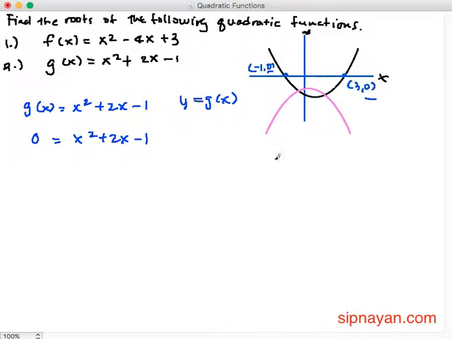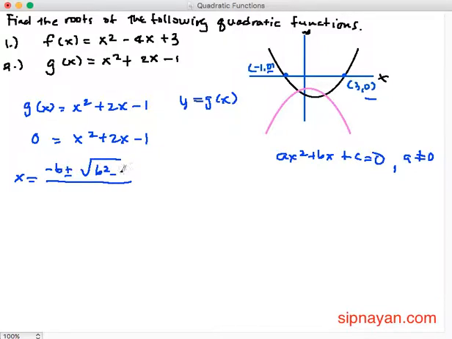When we have a function ax squared plus bx plus c, or a quadratic equation ax squared plus bx plus c equal to 0, which is the same form as this one, where a is not equal to 0, then the quadratic formula is x equals negative b plus minus square root of b squared minus 4ac, all over 2a. So, that is our quadratic formula.